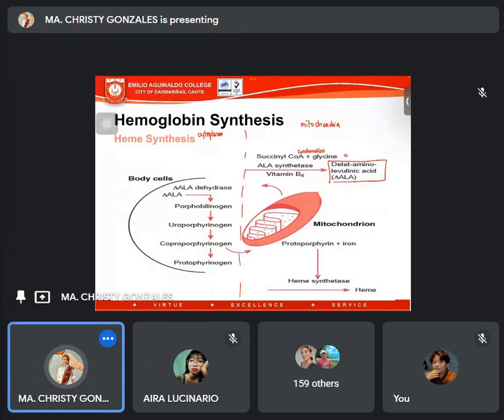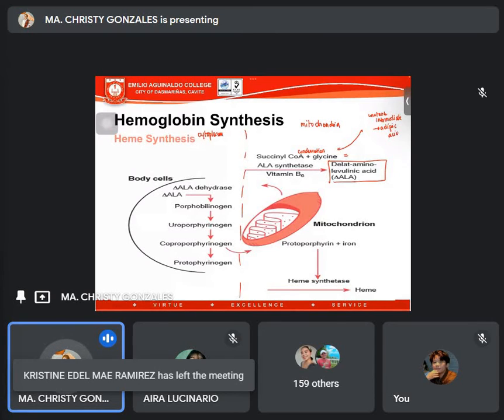Okay, now, first is the condensation of your succinyl-CoA with glycine. The product is delta aminolevulinic acid. Now, it has an unstable intermediate, which is known as adipic acid. But don't worry, adipic acid is not used in the process. It's just an unstable intermediate. So what we use is the delta aminolevulinic acid.